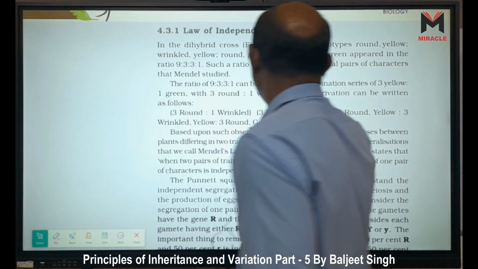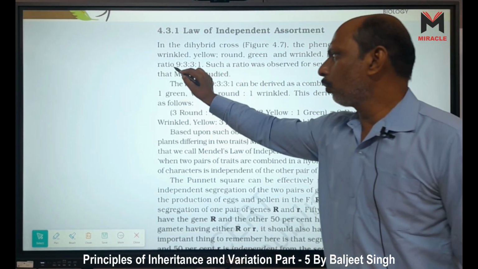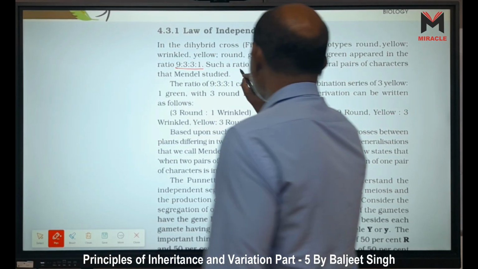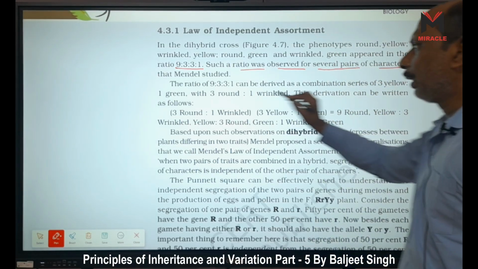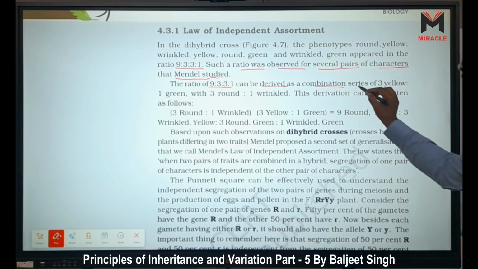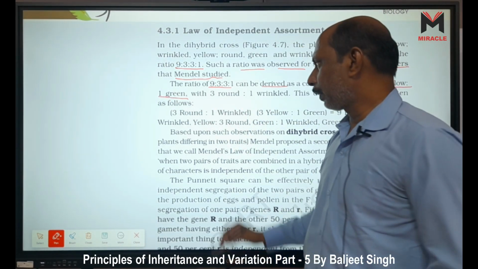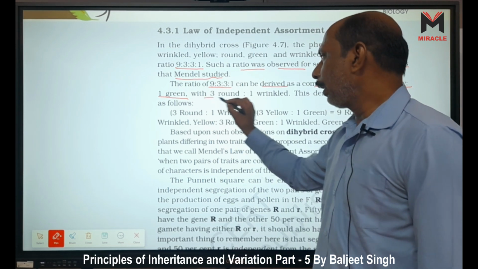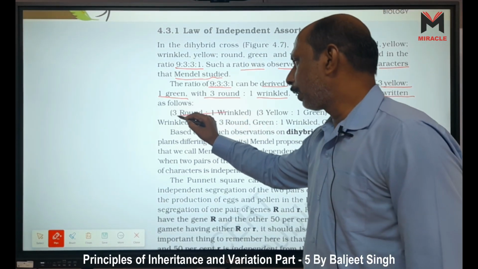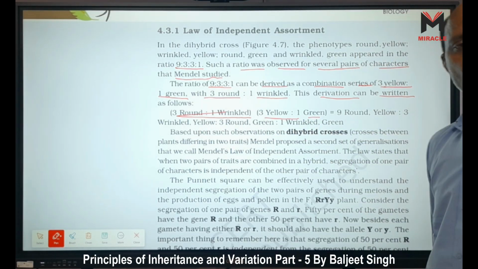You can see here the phenotypes round yellow, round green, and wrinkled green appear in the ratio of 9:3:1. Such a ratio was observed for several pairs of characters that Mendel studied. The ratio 9:3:1 can be derived as the combination series of 3 dominant yellow and 1 green in case of color, and 3 round and 1 wrinkled. This derivation can be written as follows: 3 round, 1 wrinkled, 3 yellow, 1 green. This is the ratio 3:1, 3:1 in both traits, right?